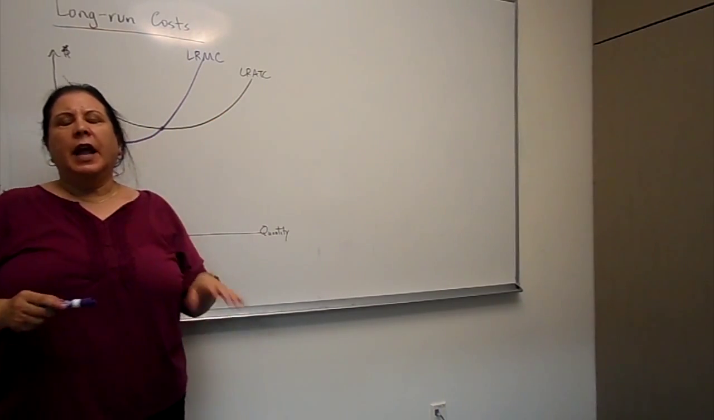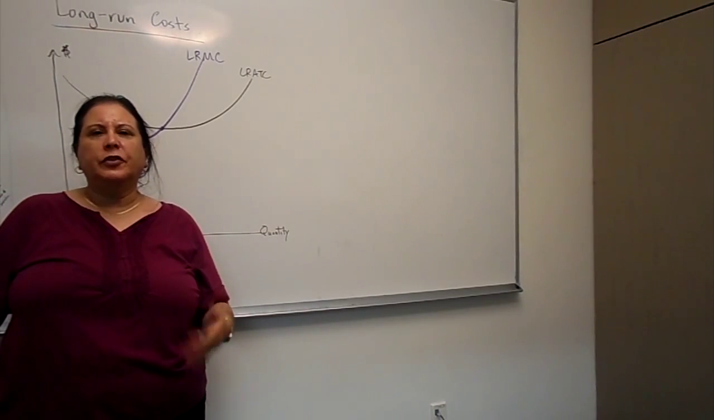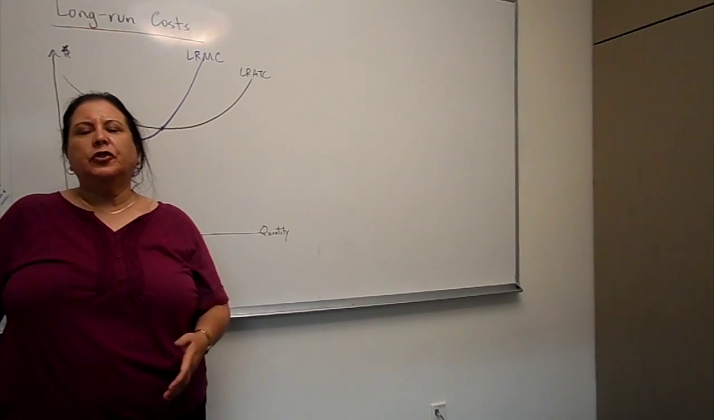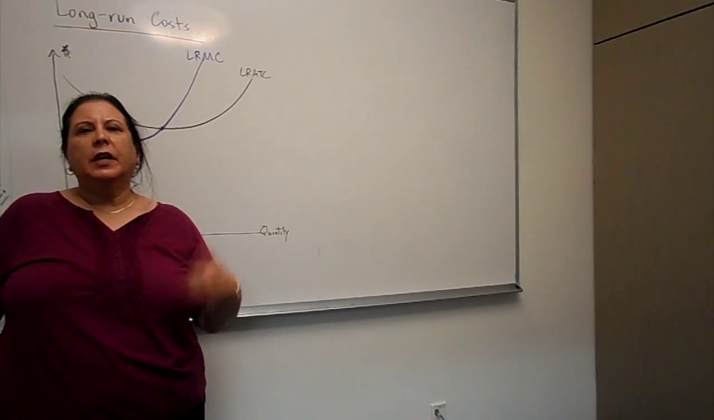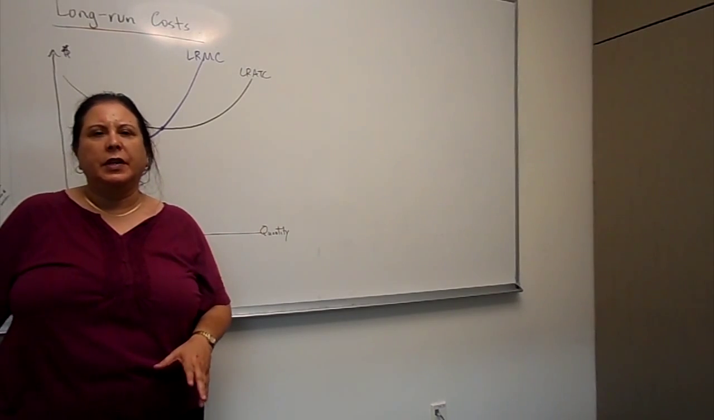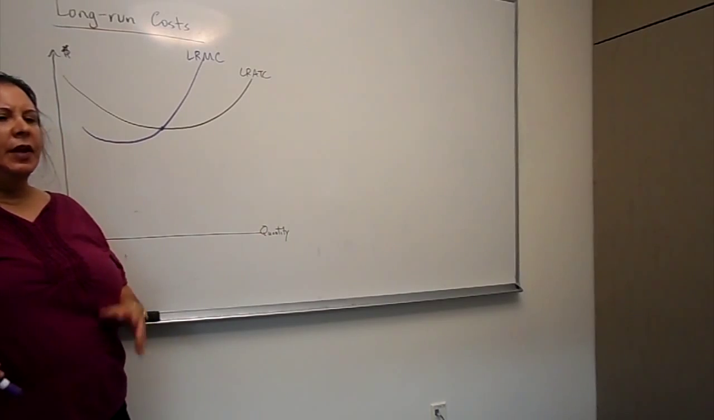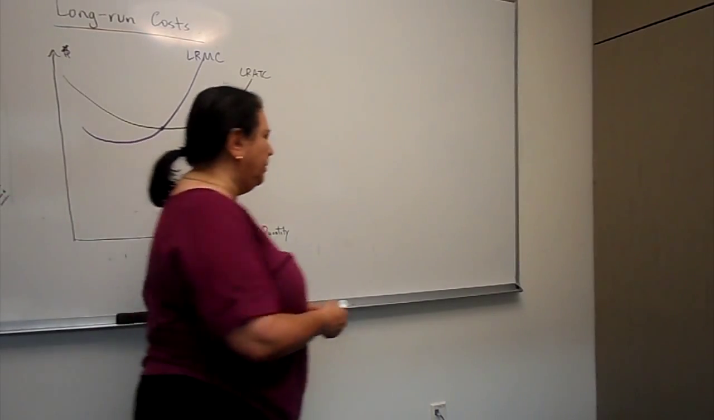Okay. Now the reason the long run marginal cost and long run average total cost have a U shape in the long run is not due to diminishing returns, because diminishing returns is a short run concept. It's due to something we call returns to scale. So let me define returns to scale for you.